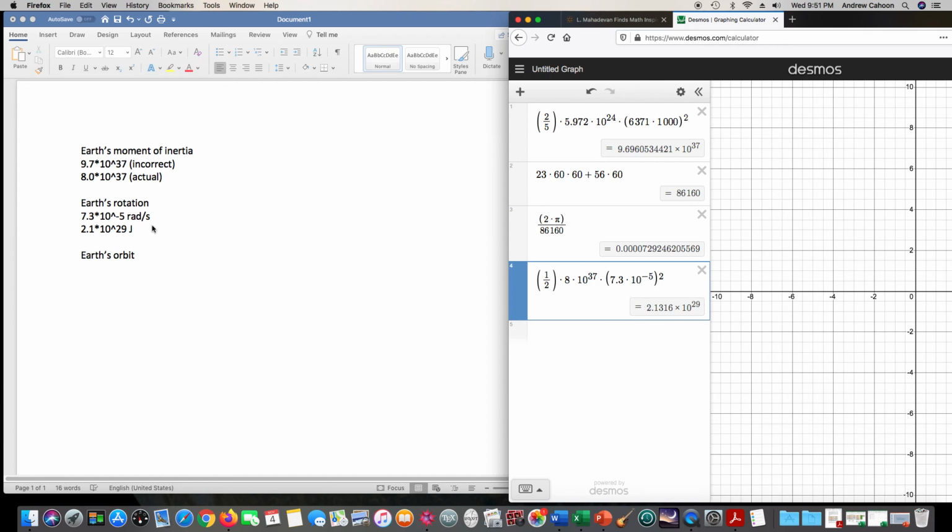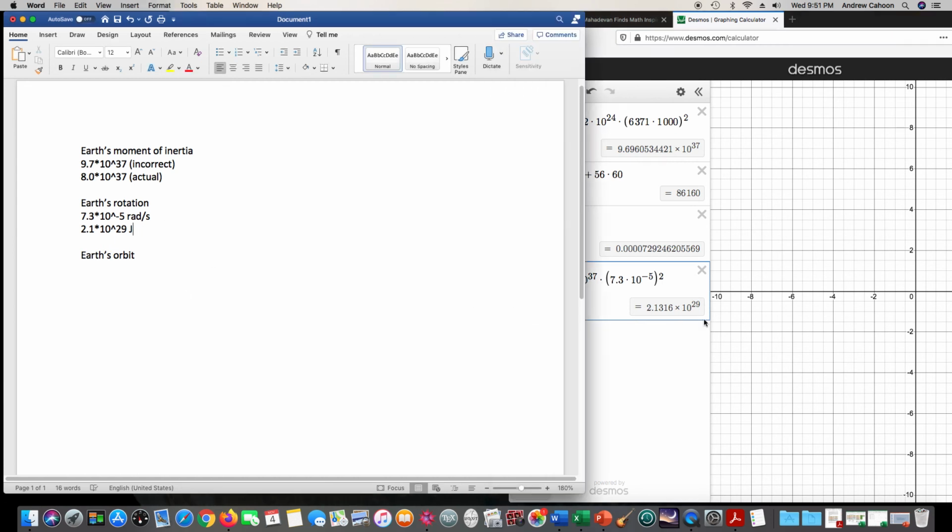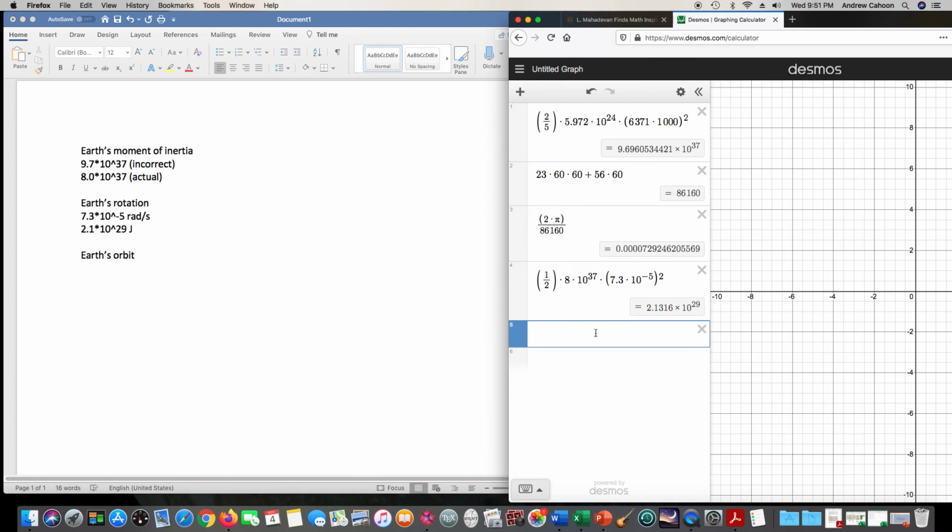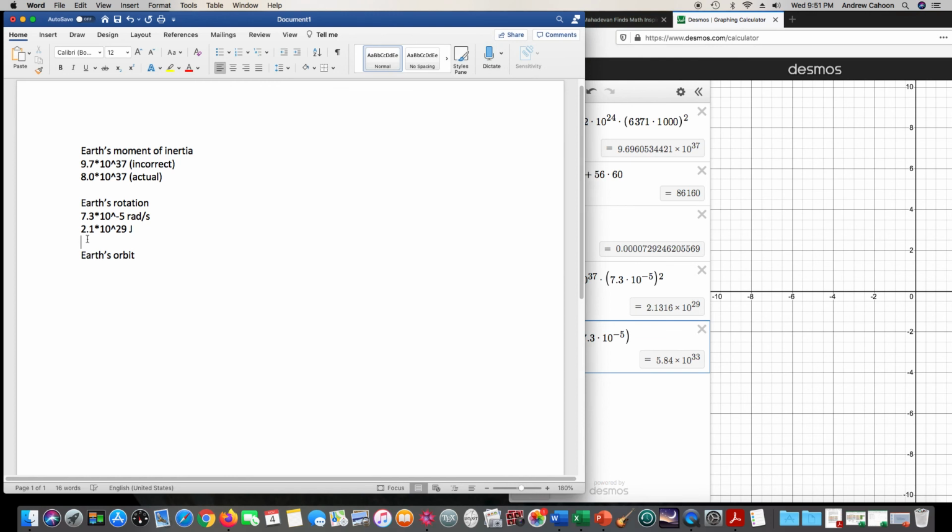All right, and then the last part was the angular momentum. Angular momentum is moment of inertia times angular velocity, which I just took this part. Now it's not squared anymore, and there's no 1/2. And so the angular momentum of the Earth spinning on its axis is 5.8 times 10 to the 33.